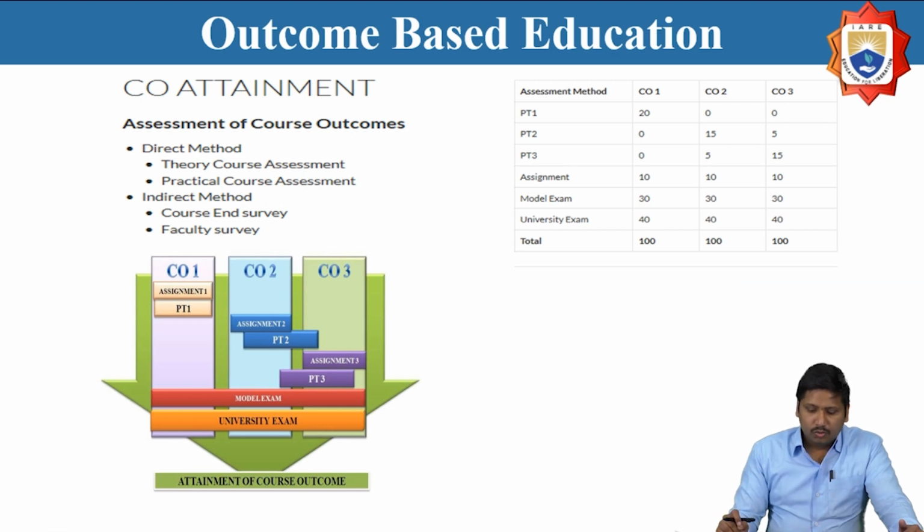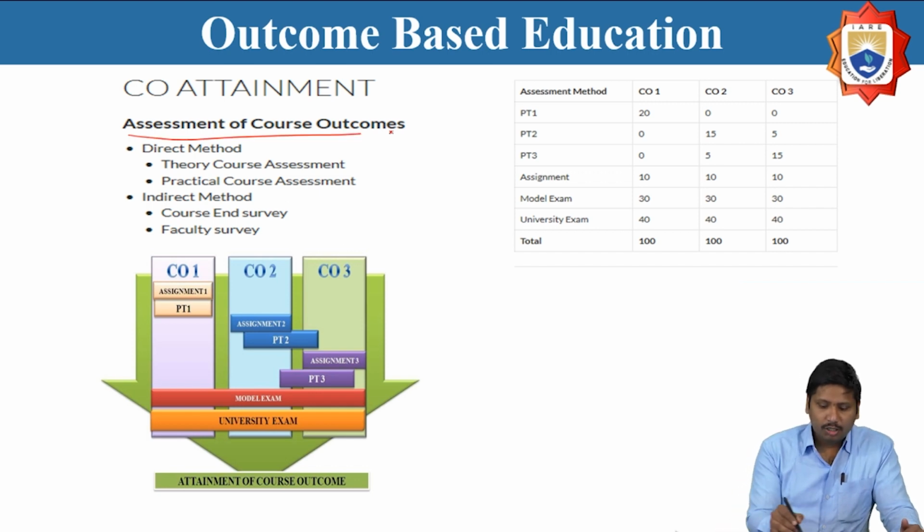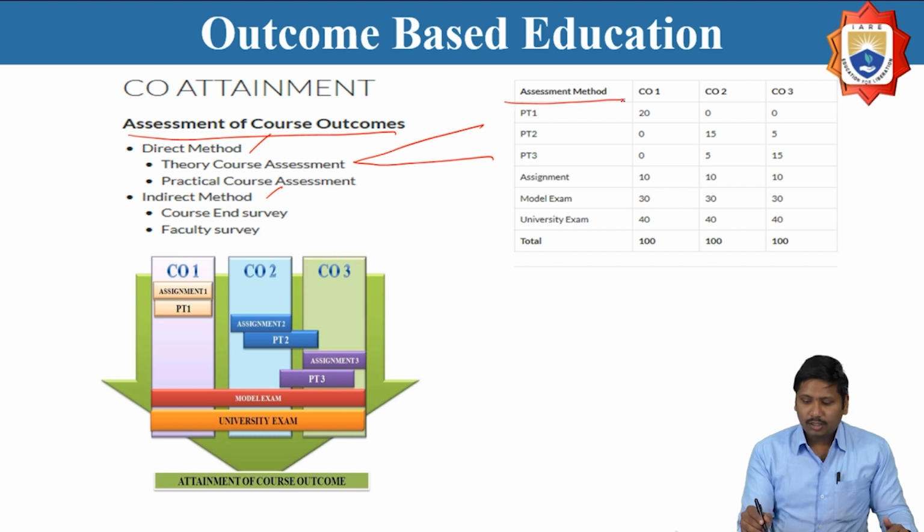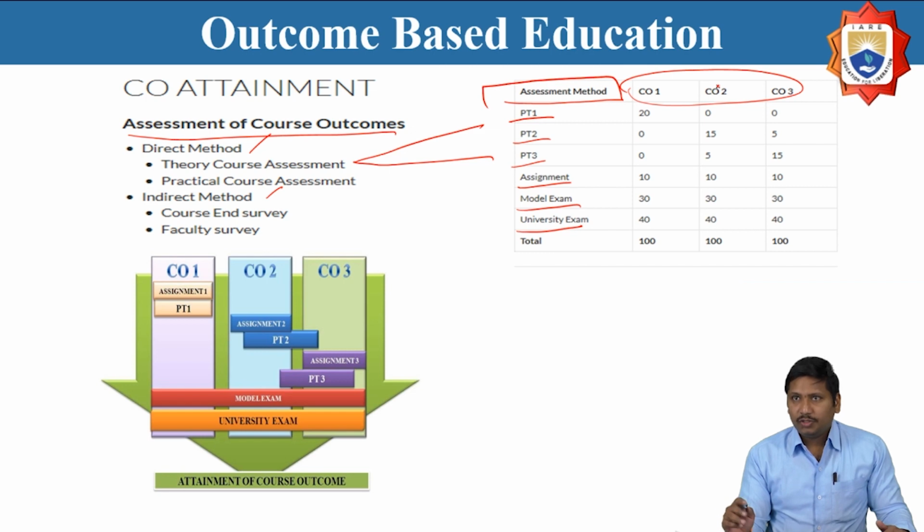So let's take a particular course and see how we are going to attain the CO attainment. For assessment of COs, we have the direct one and the indirect one. If I take the direct one, theory and practical assessment, how am I going to do it? The assessment methods for direct are PT1, PT2, like unit tests and assignments, the model exam and the university exam. For all these three, we calculate the COs attainment for a particular subject, that will be subject 1.